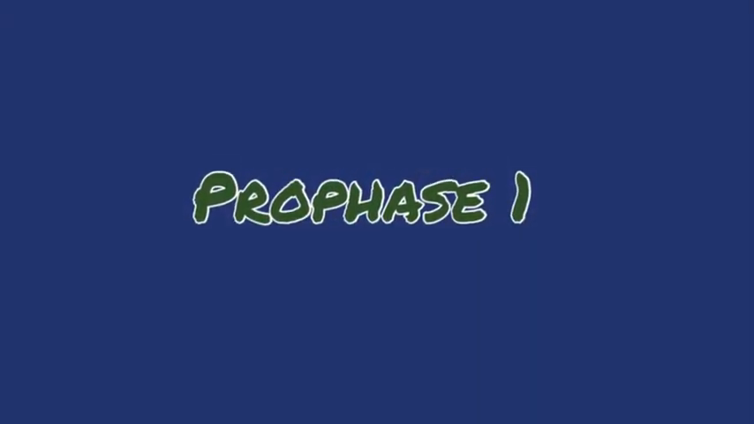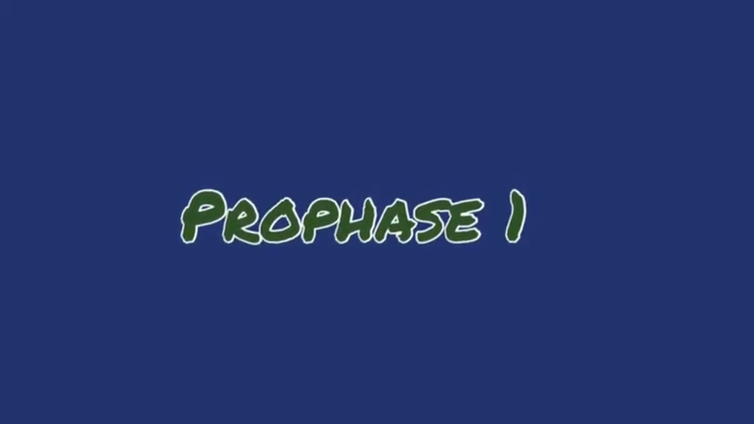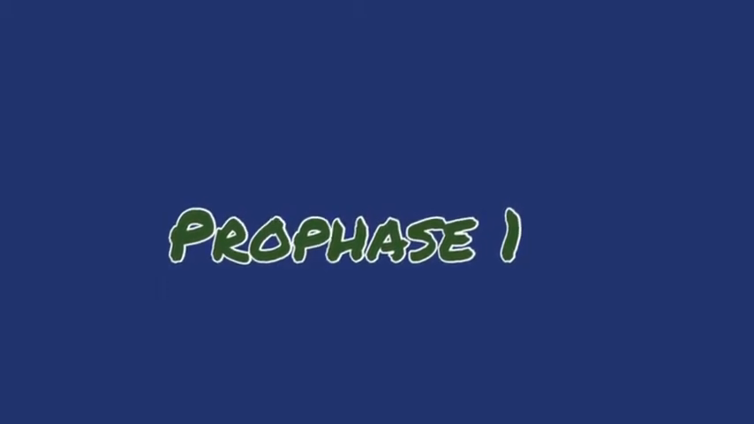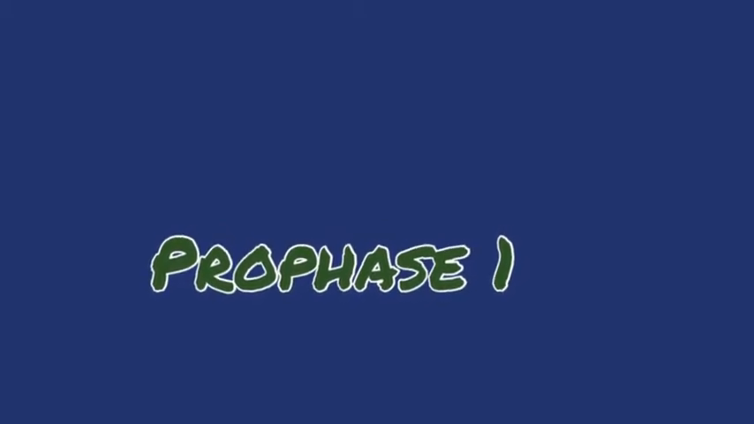The first phase of meiosis 1 is prophase 1. In this phase, each chromosome pairs with its homologue, and from there the homologues swap segments or cross over. Each chromosome then becomes attached to the newly forming spindle fibers.